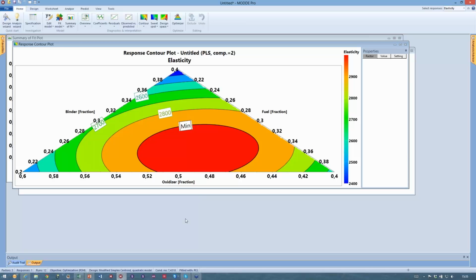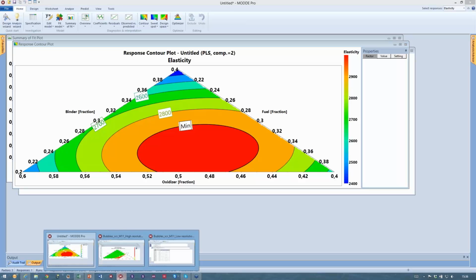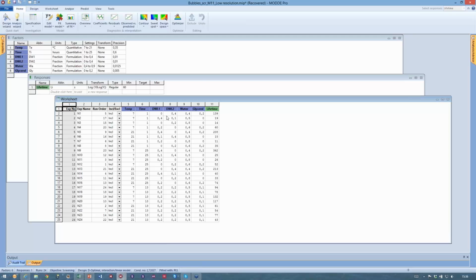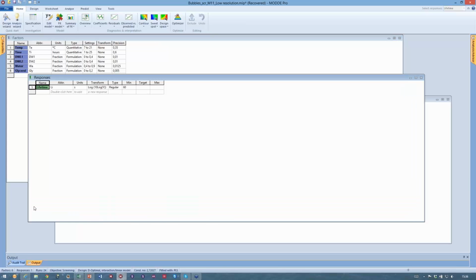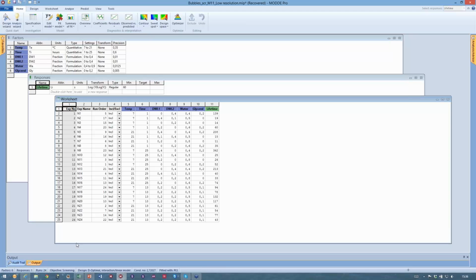So after having looked at the main workflow of the MODDE Pro 11 software using this rocket propellant example, we're going over to the bubble mixture experiment, and I will now jump in a bit into the storytelling. We have defined our 6 factors. We have defined the lifetime of the bubbles in seconds, and it's log transformed, and here we have all the experiments. So basically we are now entering into the story when we will go into the analysis wizard.